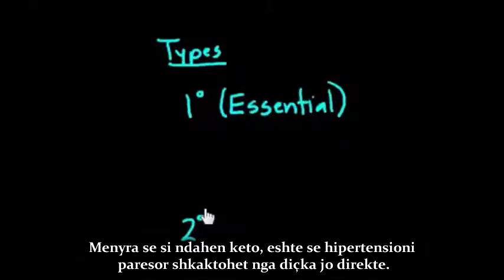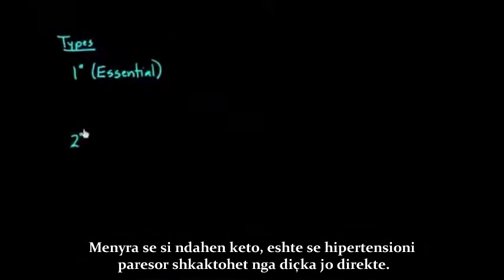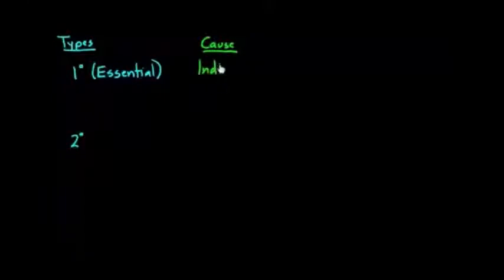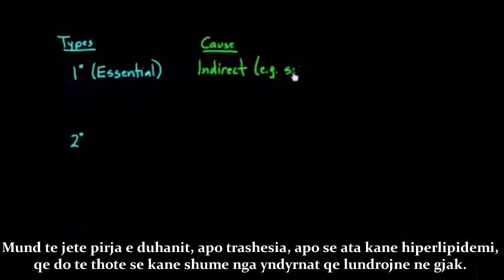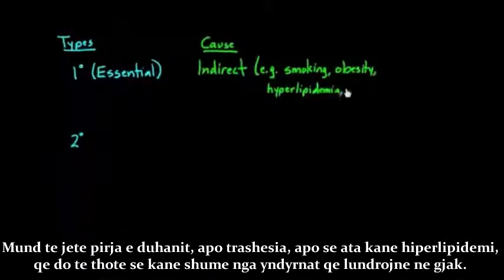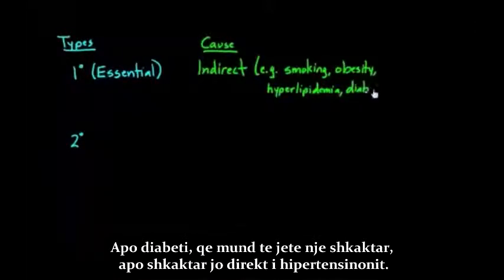And so the way that this is divided up is that primary hypertension is caused by something indirect. Okay, so what does that mean exactly? So I'll give you some examples of what the indirect cause could be. It could be something like smoking, or it could be that someone has obesity or is obese, or it could be that they have hyperlipidemia, meaning that they have lots of fats floating around in the blood. Or let's say they have diabetes. That would be another cause or indirect cause of hypertension.